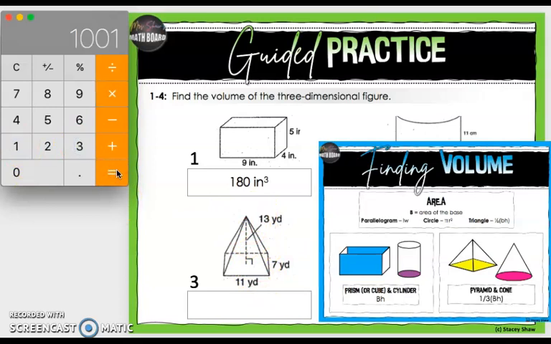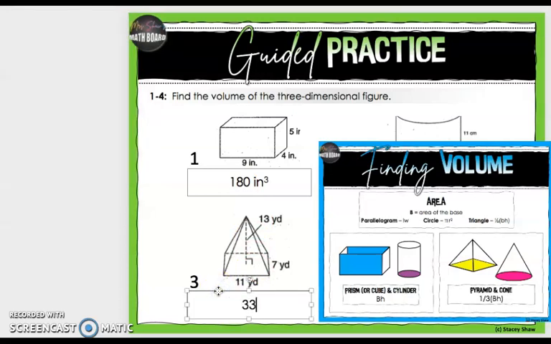which is 1,001. But make sure you don't stop there, because now we need to take 1/3 of it. So we're going to divide it by 3. And we have 333 point, and then it's going on with sixes, so we can just round it to 67. So 333.67. And our unit is yards cubed.